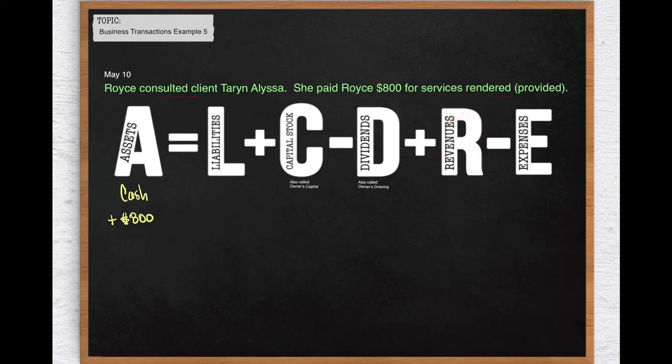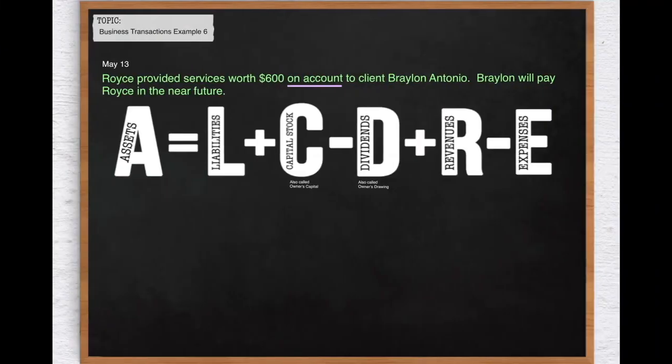And what is it for? Well, it's for services rendered. That means Royce provided Taryn services. Here it's consulting. So we're going to get real specific. We're going to call it consulting fees. That's the account, and it's classified as a revenue. There it is. The business cash increased by $800. The right side also increased by $800 because it's services provided, and your accounting equation balances.